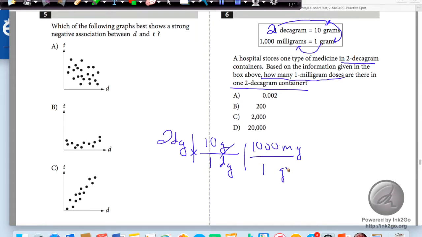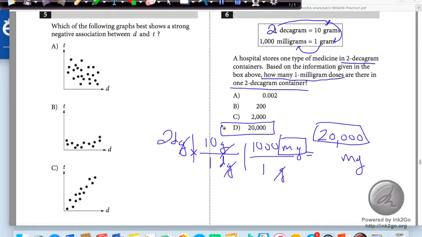So if I cancel, I should have set this up the right way, and my units should be left with milligrams. The simplest way to describe this is 2 times 10 times 1,000, which overall is going to give me 20,000. So D should be your best possible answer choice.